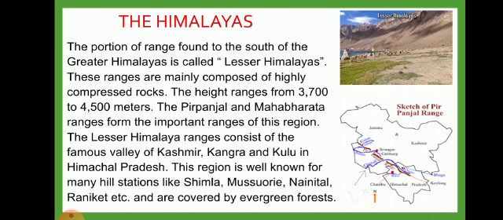The Lesser Himalayas range consists of the famous valleys of Kashmir, Kangra and Kullu in Himachal Pradesh. This region is well known for many hill stations like Shimla, Mussoorie, Nainital, Ranikhet, etc., and is covered by evergreen forest.